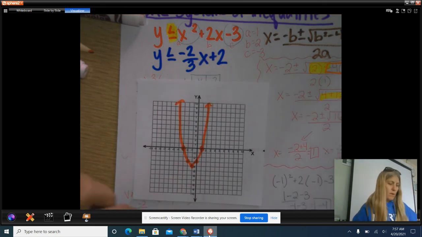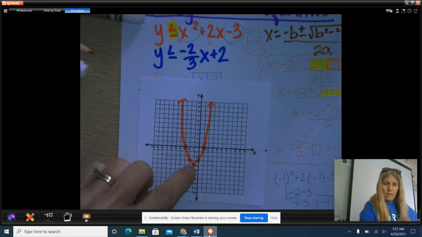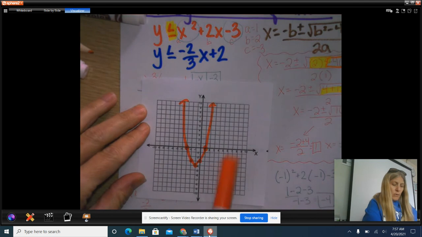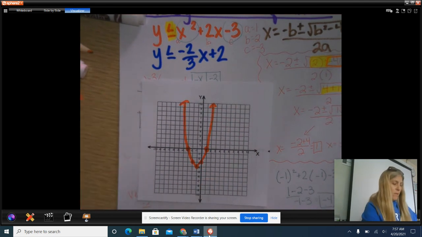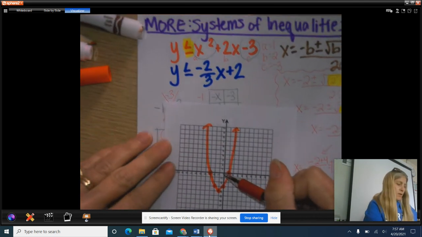Now we need to decide, are we going to graph inside or outside? Now the less than is kind of less than the point on the vertex. So less than means that I'm going to shade outside of my parabola. However, we want to verify. And the way that we verify is we pick that point. I pick 0, 0, and see if it's true.